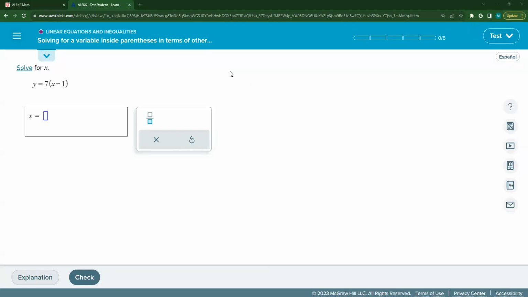Okay, so solving for a variable inside parentheses in terms of other variables, there's a few ways that we can do this. We're going to start with the way that I'm expecting your gut instinct is going to tell you to do. So y equals 7 parentheses x minus 1. This will work in most cases. You can simplify both sides as much as possible. It's not always going to be the best way, but it should generally work.